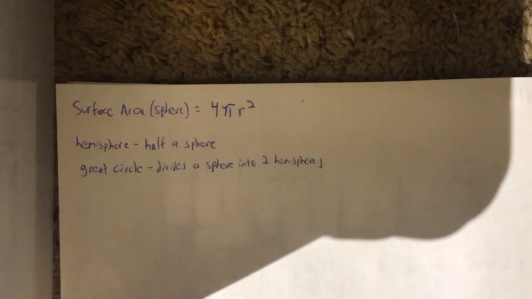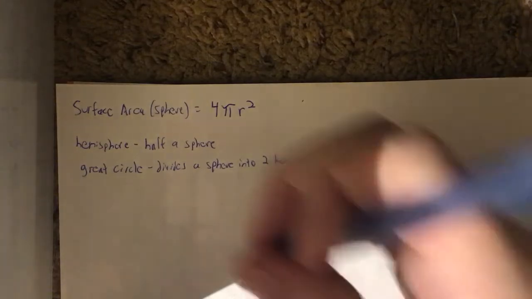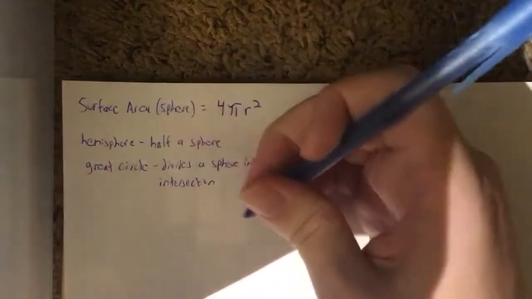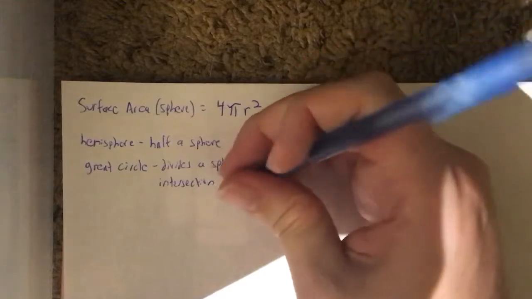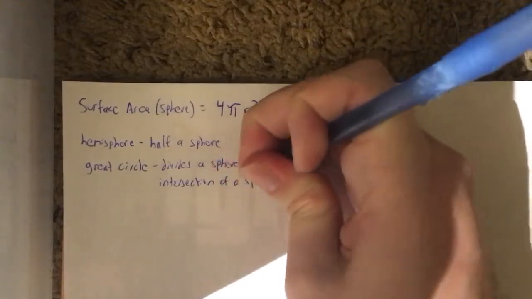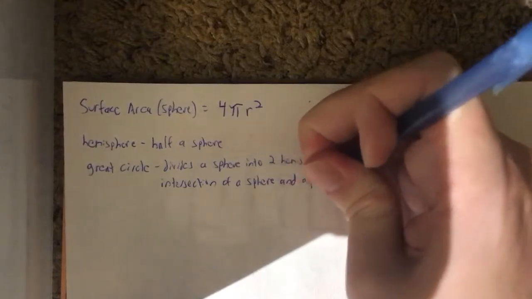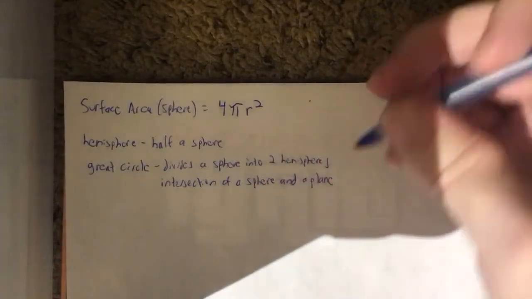So a great circle divides a sphere into 2 hemispheres, and I'll also add this for a great circle. It's the intersection of a sphere and a plane containing the center of the sphere.